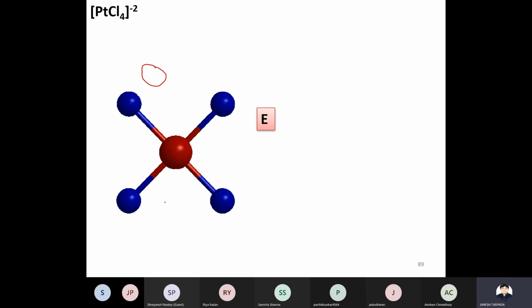Now see, this is PtCl4. It is a square planar molecule. Which one is your principal axis?